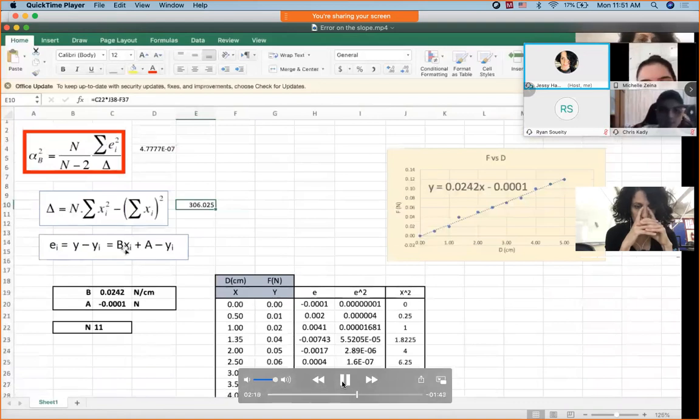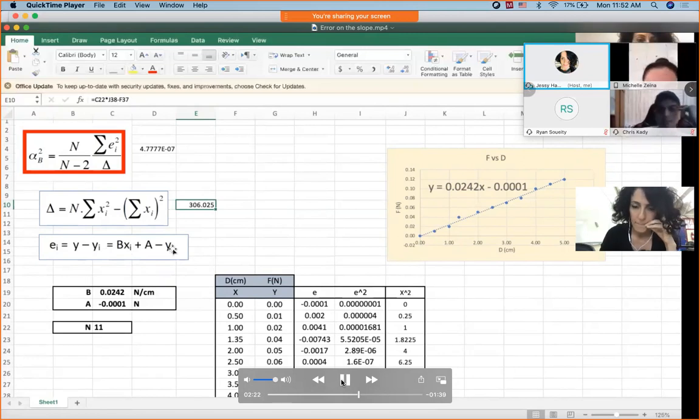E by definition is B xi plus A minus yi. Are you aware that E is the y, meaning the straight line, minus yi, meaning the point? So this is the vertical deviation, the difference between the straight line and the point. The straight line is B xi plus A. B and A are constants, it's only that x that is variable, minus yi. So you can find E for each set of values, then square each, then add them up.